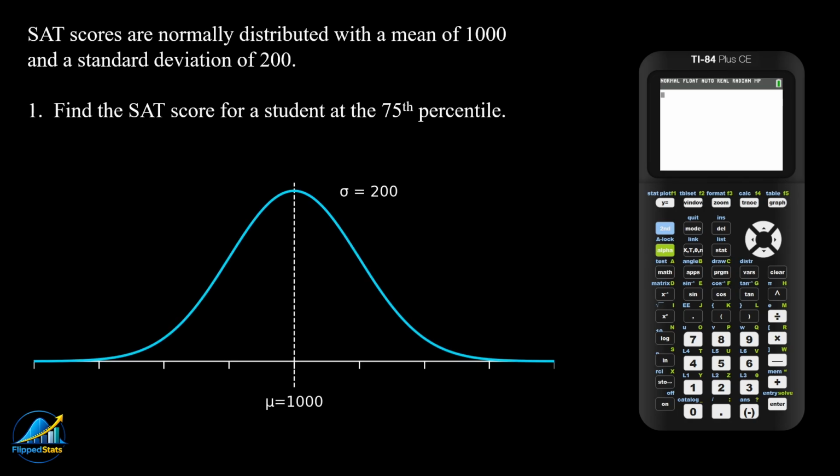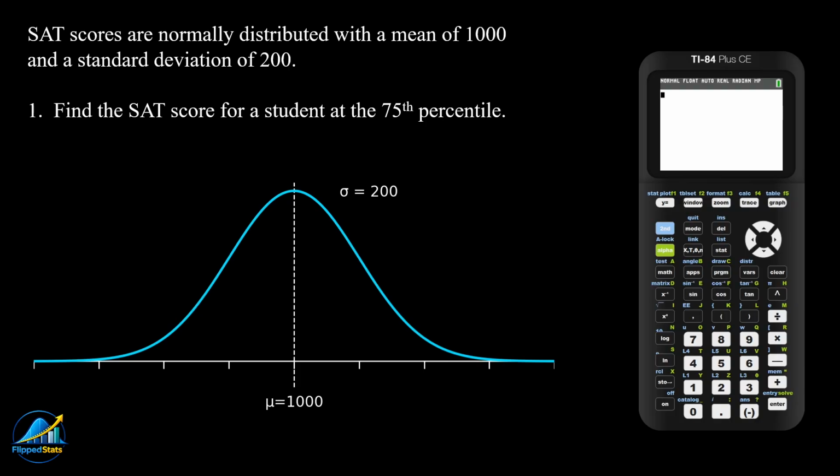In the previous video, we learned how to use normal CDF in the TI-84 calculator to compute probabilities in a normal distribution when we're given the x values. Now in this video, we're going to turn the problem around and use the inverse norm function in the TI-84 to convert from probabilities back into the x values.